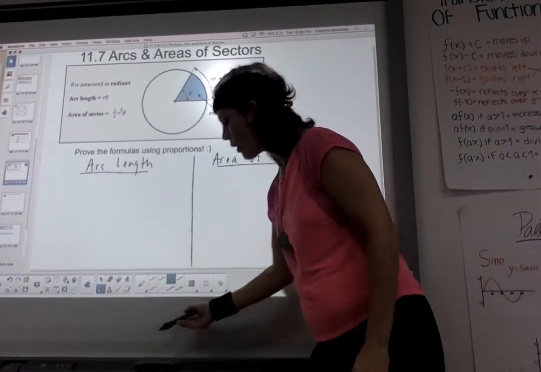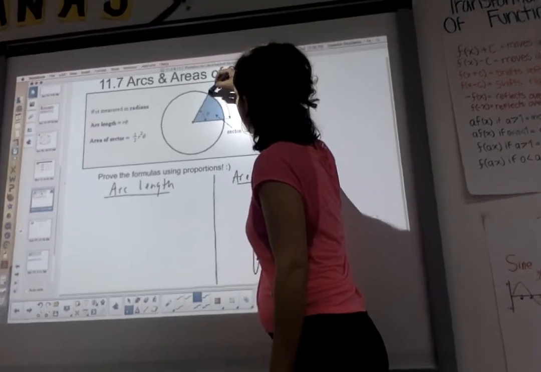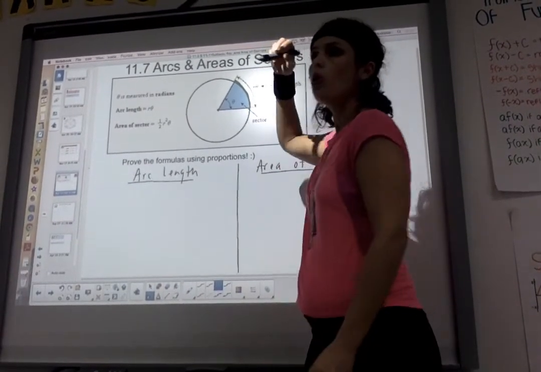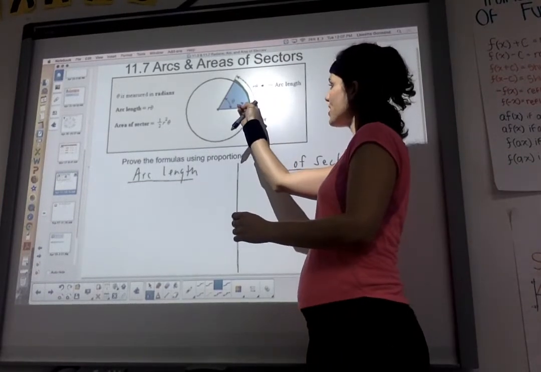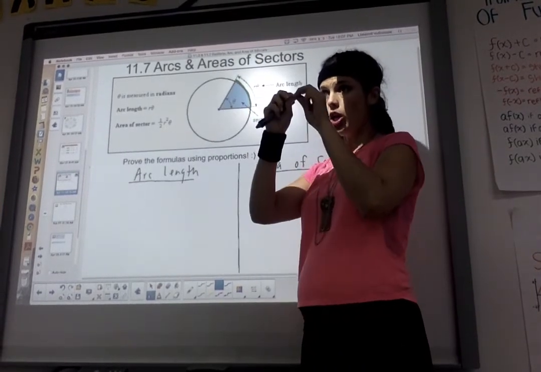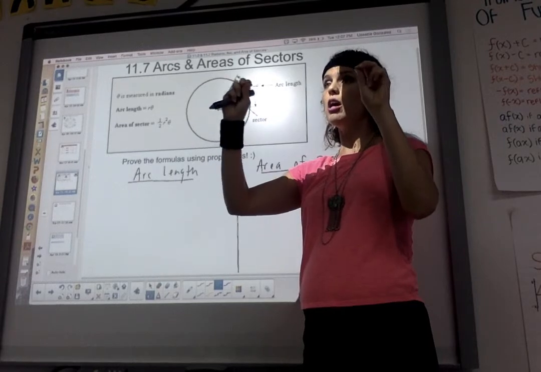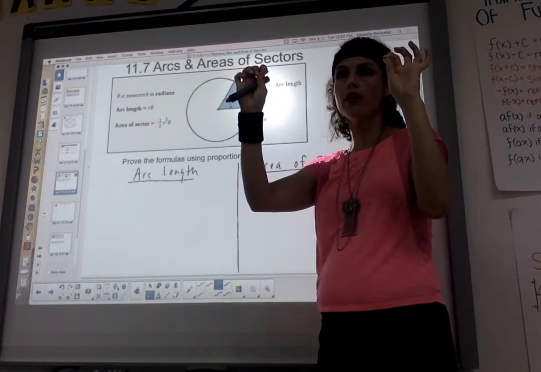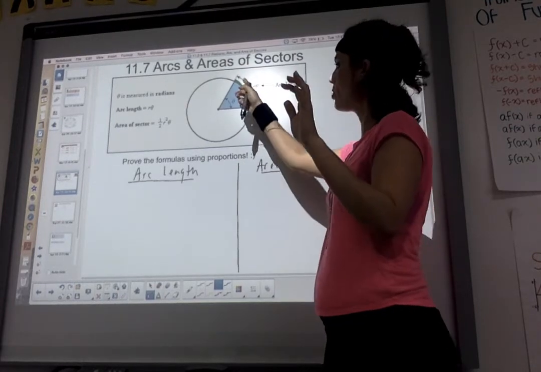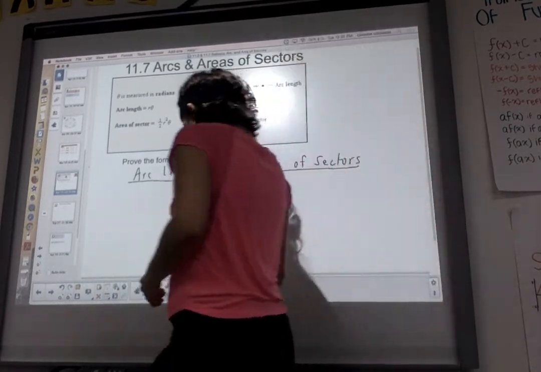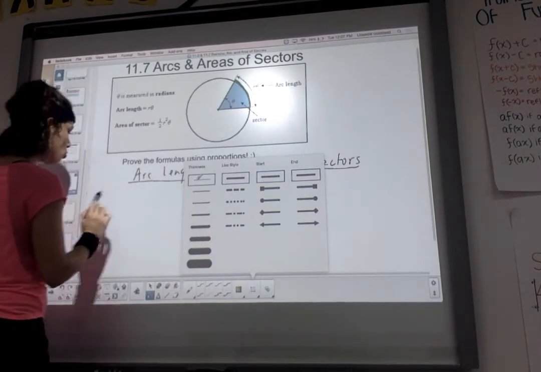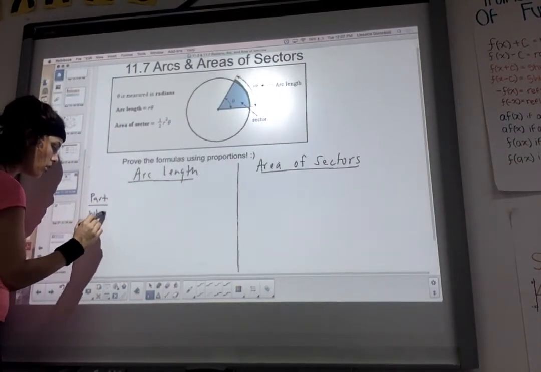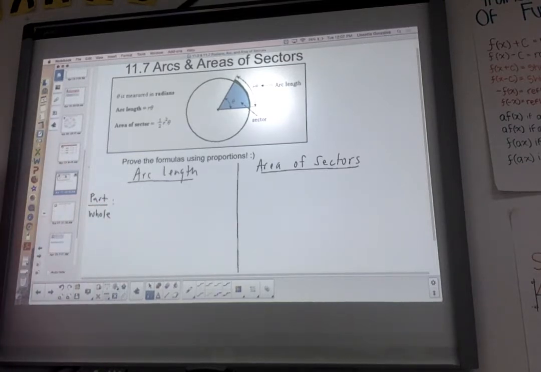You know what I mean by arc length? It's this little part of the circumference, that little curved part. The length is if I were to snip, cut it out of the circle and stretch it out into a straight line, the length of that is what we call arc length. Good? So it's a portion of the whole circumference. So look, in these proportions, we're going to do part to whole. This is what our ratio is going to come from.